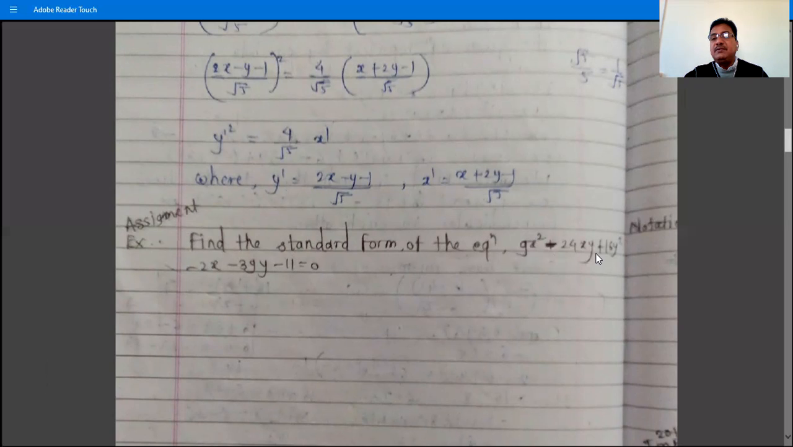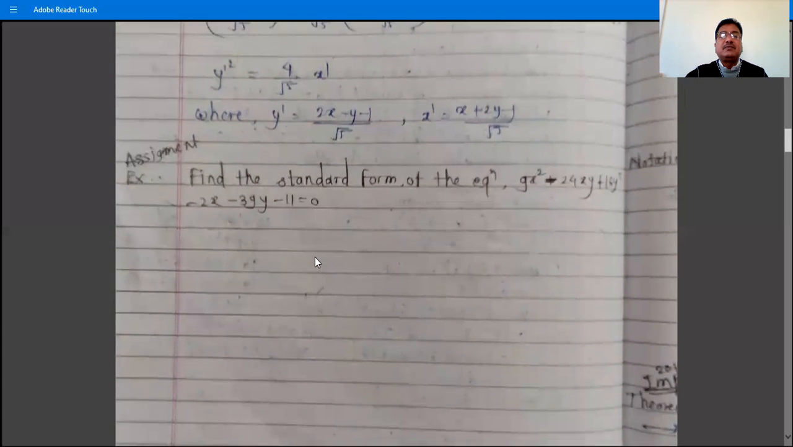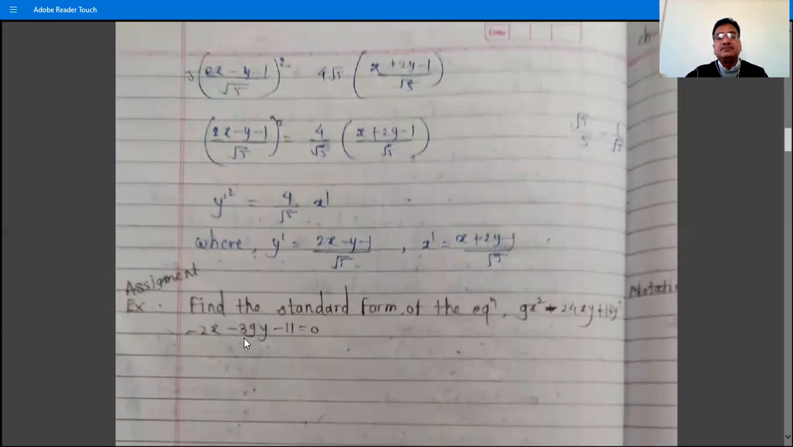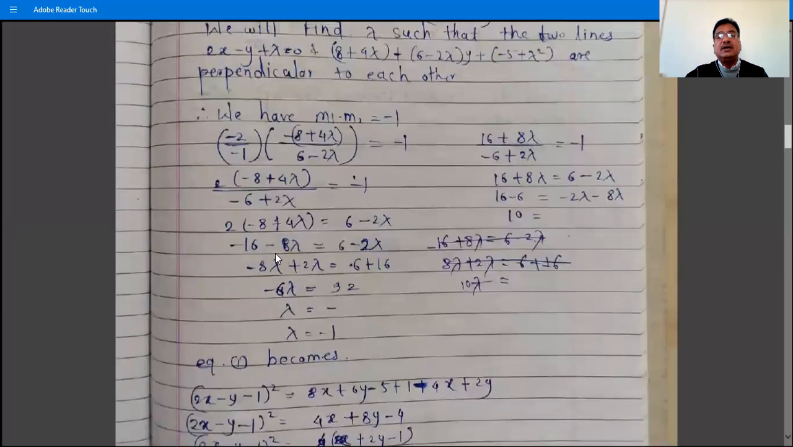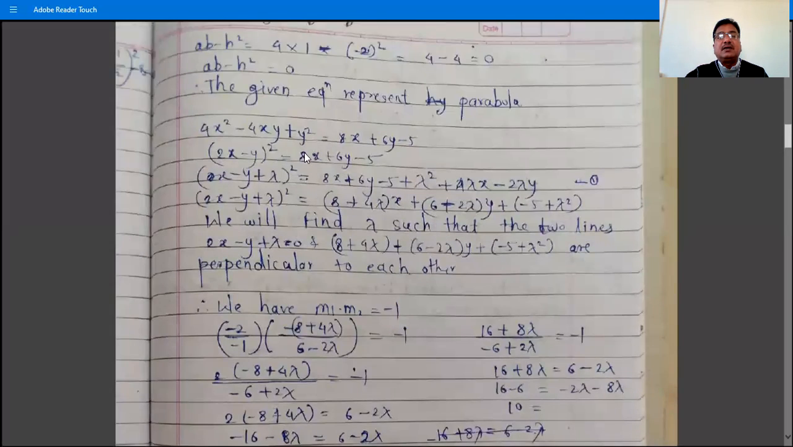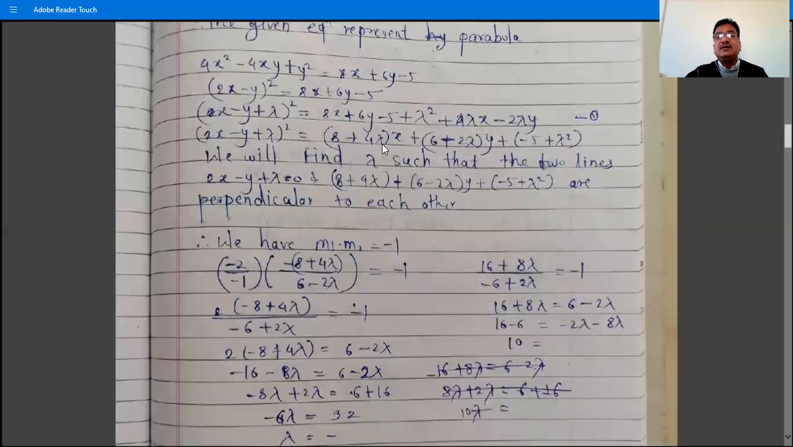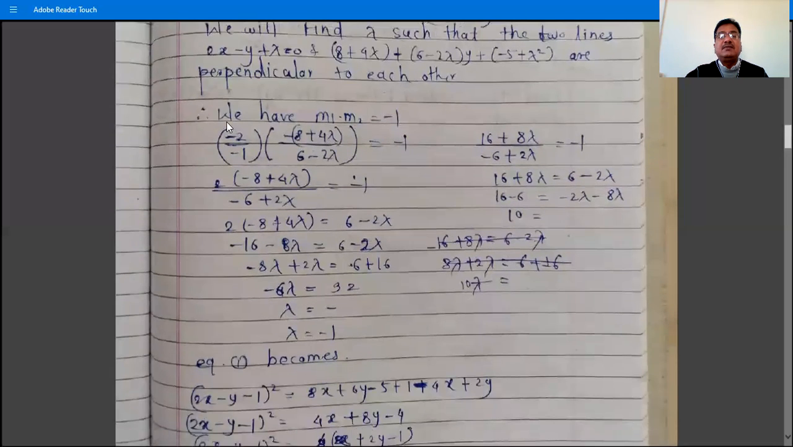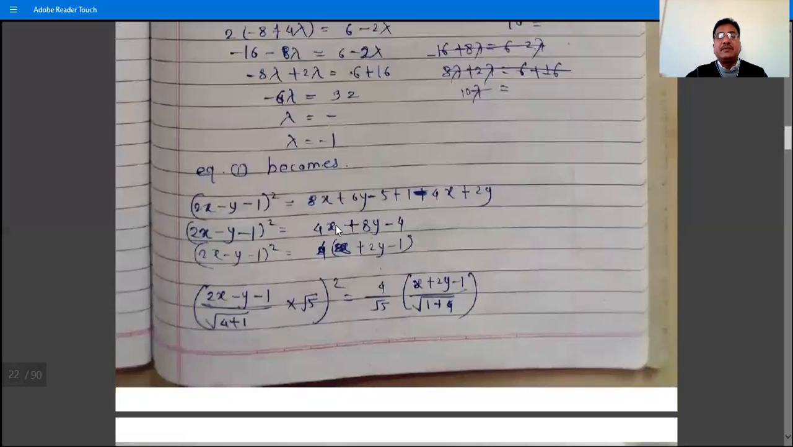This is the example for assignment: 9x squared minus 24xy plus 16y squared minus 2x minus 39y minus 11 is equal to 0. Reduce this equation to standard form. This is the problem for assignment. In order to reduce the equation of a parabola to standard form, this is the procedure: write the LHS as a perfect square of this bracket, then add lambda terms on the RHS, and then by using m1 into m2 is minus 1, find the value of lambda and substitute it.